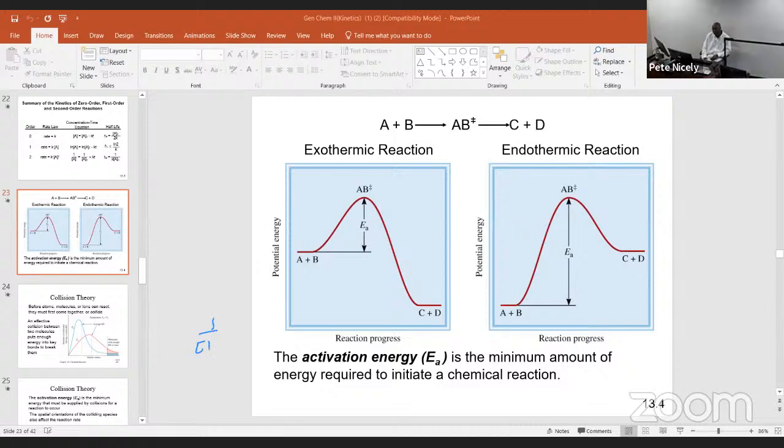So what's the equation? 1 over the concentration of I is equal to 1 over the initial concentration of I plus KT. All right. Now, what the question is asking for is T, right? How much time will it take for 75% of the iodine atoms to react? So we can rearrange this algebraically, and you're going to get T is equal to 1 over K multiplied by 1 over the concentration of I minus 1 over the initial concentration of I.